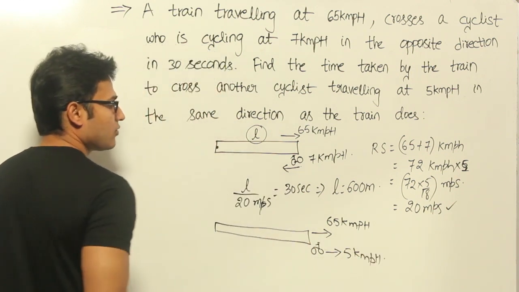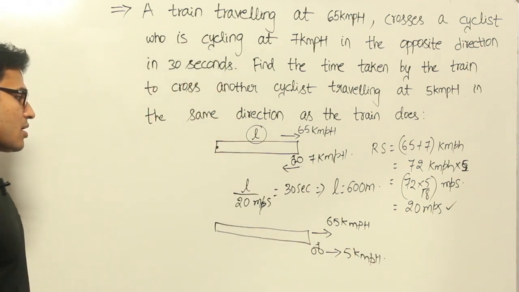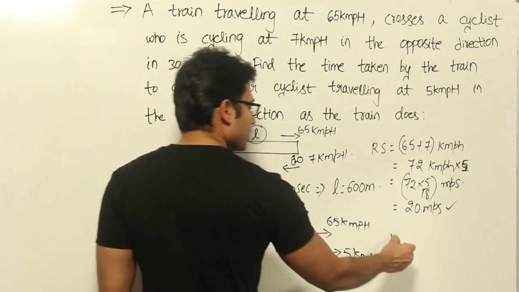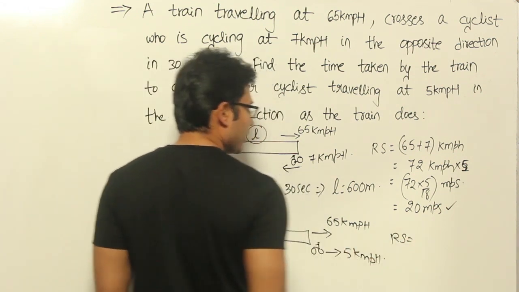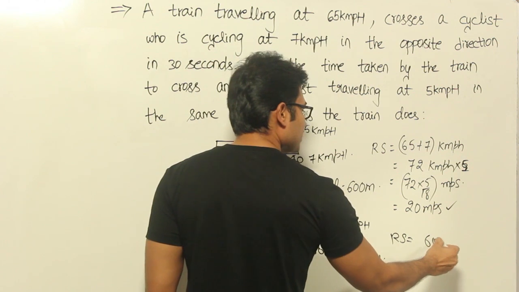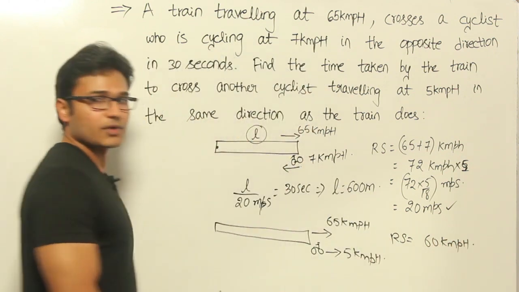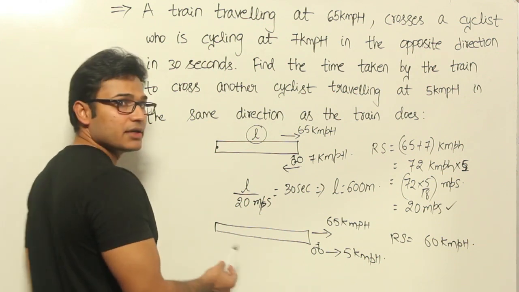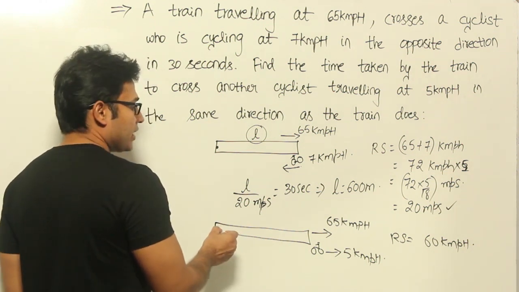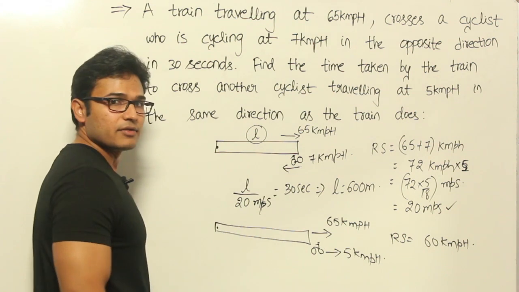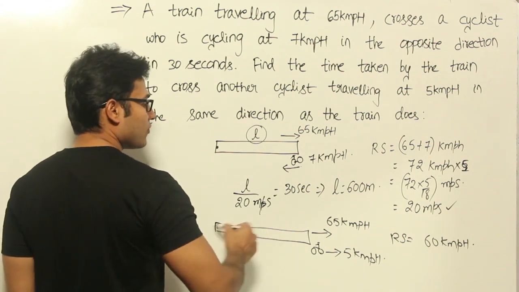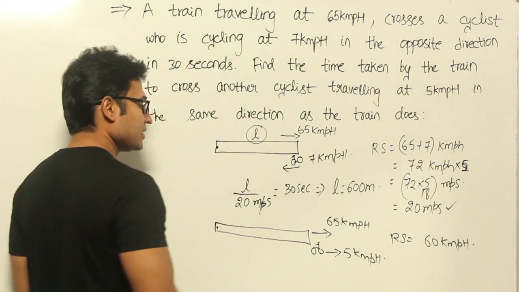In this case, what will be the relative speed? The relative speed here is going to be 65 minus 5, which means 60 kilometers per hour is the relative speed. Got it? Now using this relative speed, if this train has to cross the cycle, then the entire length of it has to be covered. Now what is the length of it?